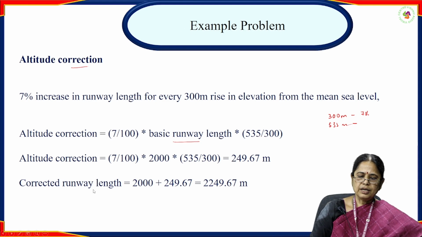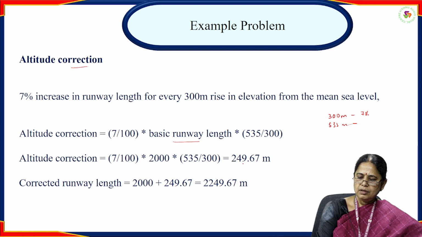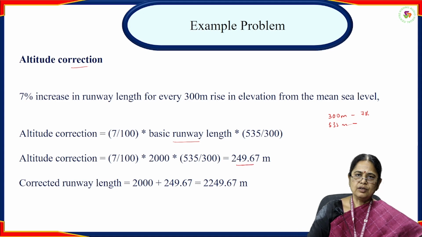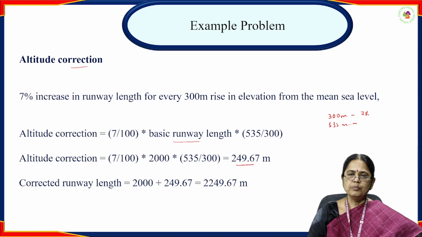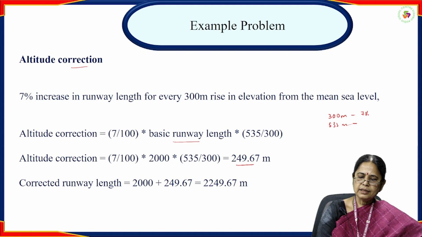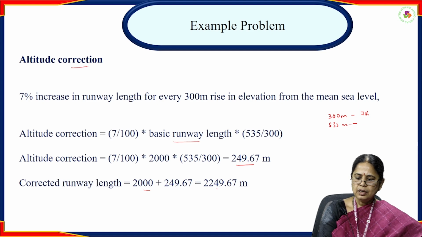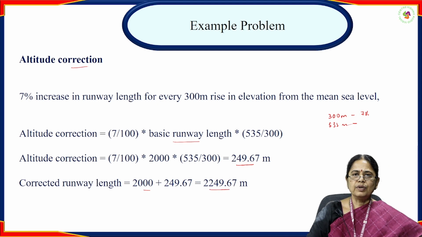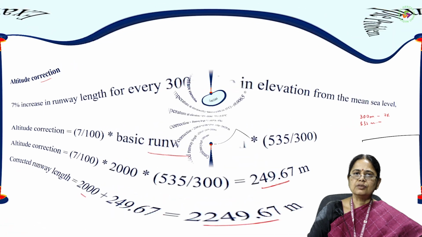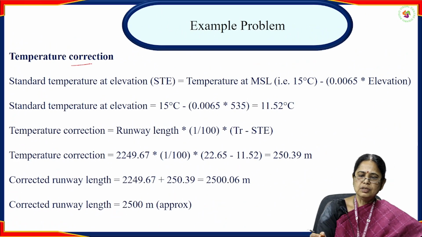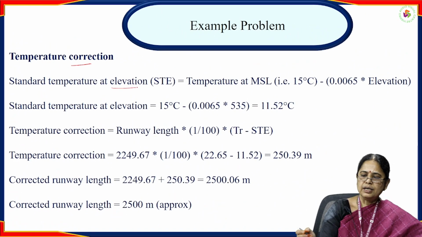So the altitude correction, from the calculations we got, is 249.67 meters. For the corrected length, we have to add this value to the basic runway length. So 2000 plus 249.67 is equal to 2249.67 meters.